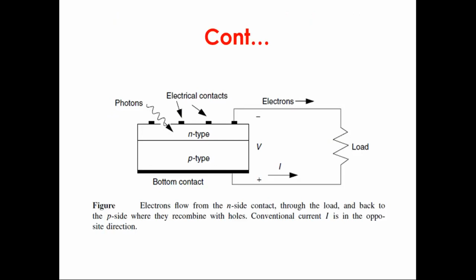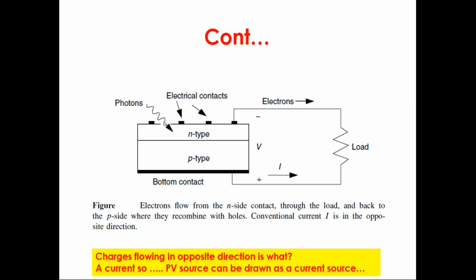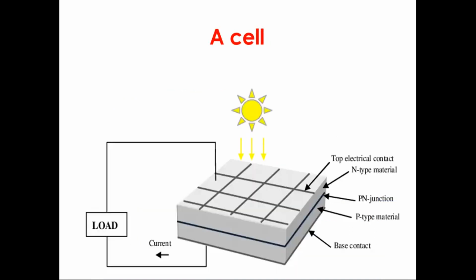Now this is the bulk material. We have top and bottom contacts, from which we can connect the external load. The conventional current I is the opposite of the direction of the electrons. So actually the current flows from plus to minus, or we can say anode to cathode. Whenever we are talking about the recombination process, the current usually flows in the opposite direction compared to the flow of the electrons or the charge carriers. So this PV source can be drawn as a current source, not a voltage source.